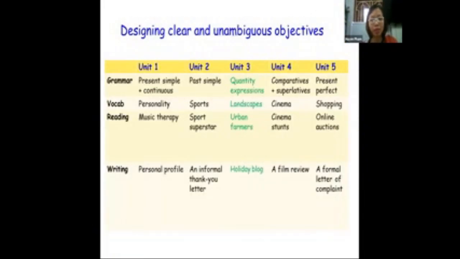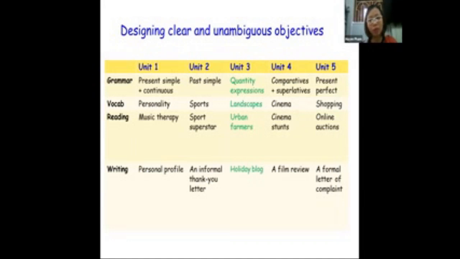And as you can see on the screen, these are the objectives for 5 units. Because the students in our university have 45 hours each semester, we can't cover the whole 10 units of Solutions Pre-intermediate. So we just cover 5 units for each semester. And these are the objectives regarding grammar, vocab, reading, and writing of the first 5 units. As you can see here, I want to focus on unit 3 with the grammar of quantity expressions and vocabulary of landscapes between the city and the country.